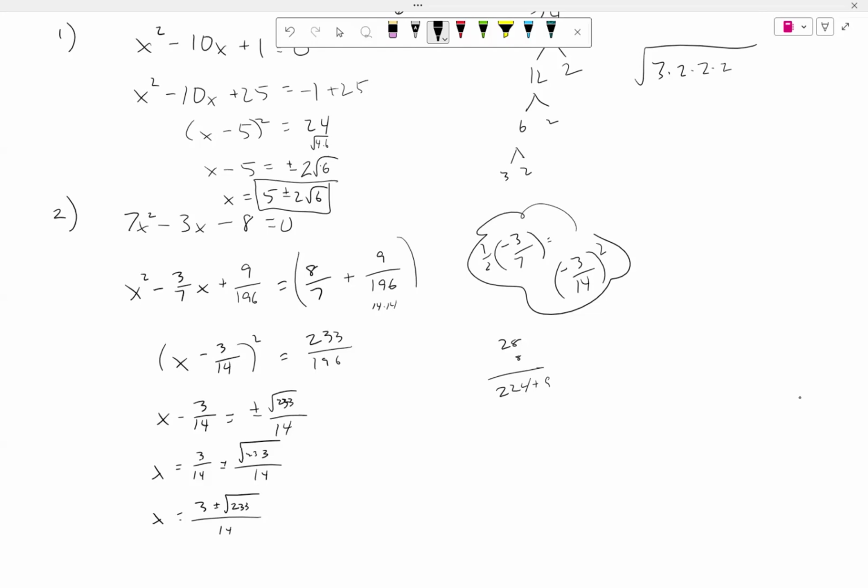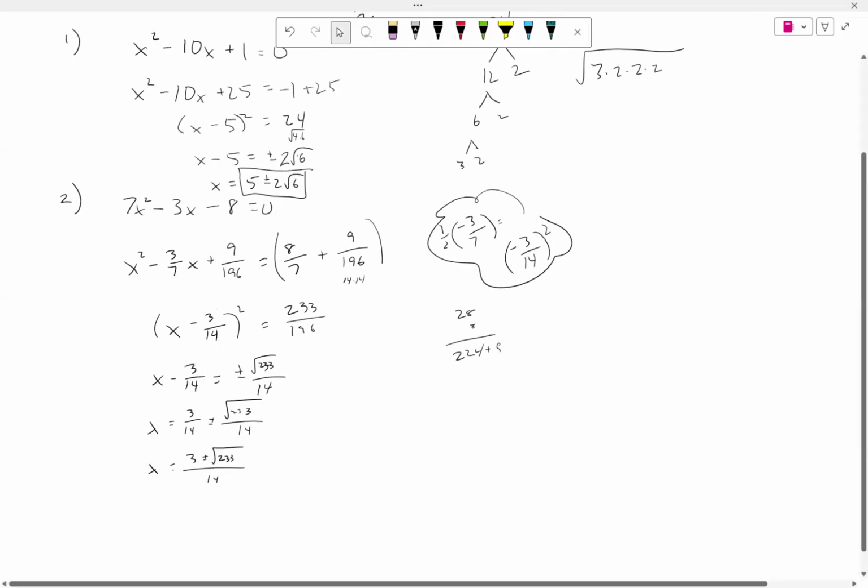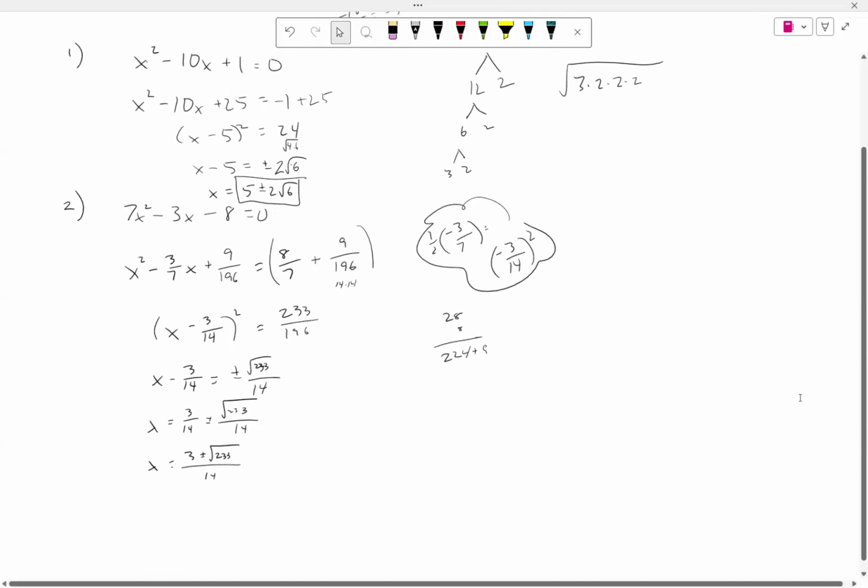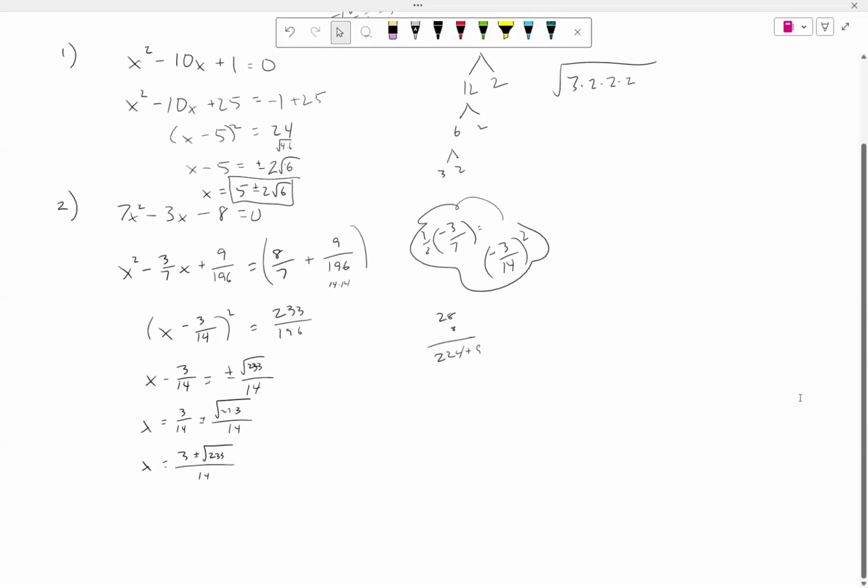Does 16 go into this? Definitely not. It's odd. That would be strange. Does 25 go into it? So it's a good quick check to see if these little numbers go into it, and none of them do. So we're done with that problem.